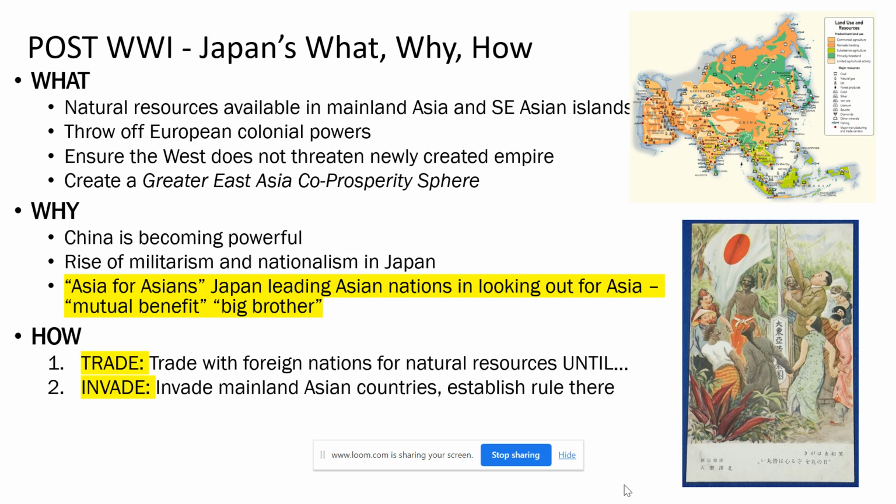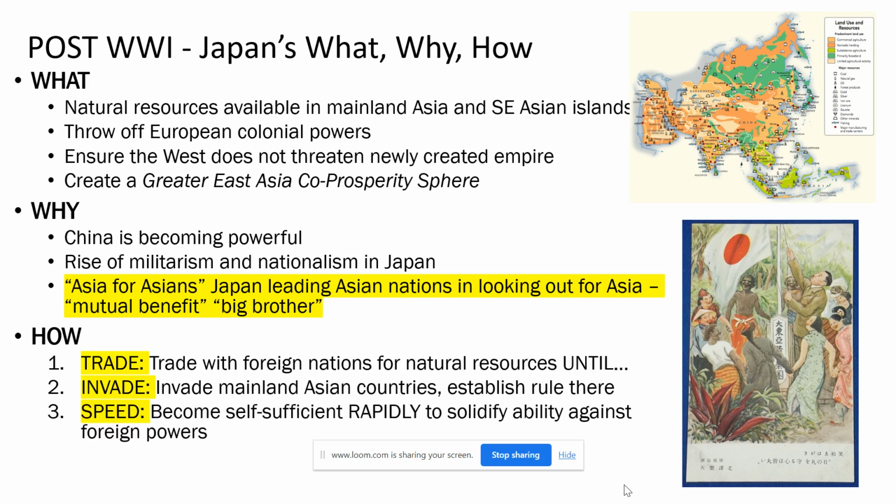China and Manchuria and all of those places have just incredible amounts of natural resources, so they don't need to rely on the West anymore. They can rely on Asia for those things. So they want to invade, establish the rule there, and gather those natural resources.